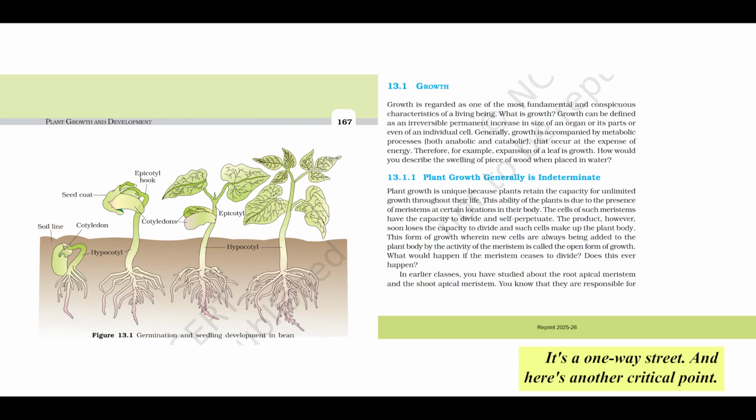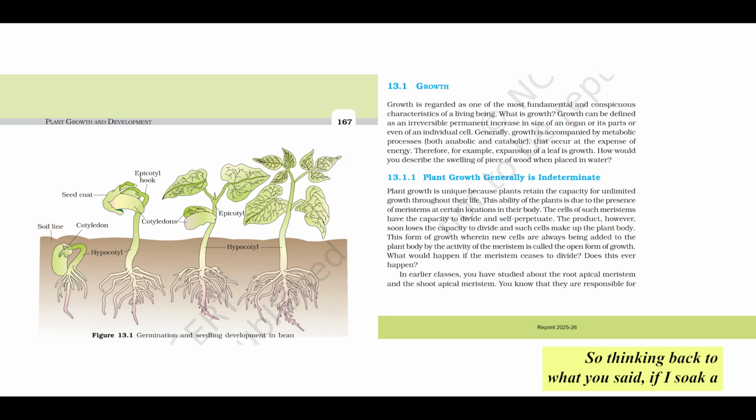It's a one-way street. And here's another critical point. This biological growth is always accompanied by metabolic processes. Metabolic processes, the chemical reactions inside. Exactly. Both anabolic, building things up, like proteins or cellulose, and catabolic, breaking things down to release energy, like respiration. And all these metabolic activities occur at the expense of energy. Growth isn't free. It costs the plant energy. Okay. So, for instance, when a tiny leaf bud expands into a big, mature leaf, that's growth. It requires energy to build new cells and expand existing ones. Right, that makes sense. Energy intensive.